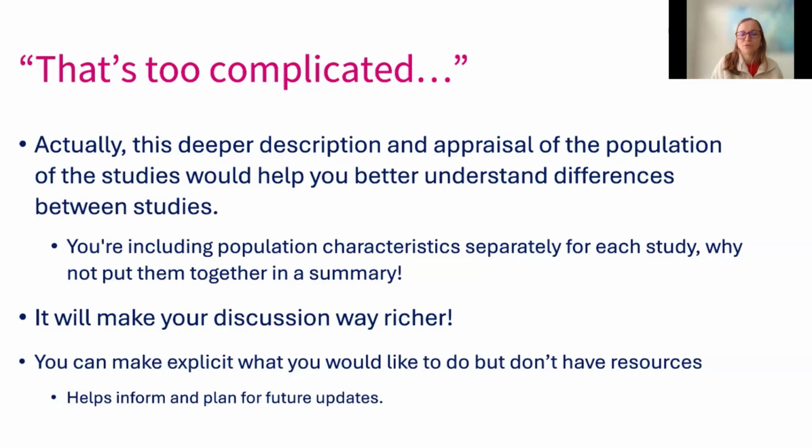It makes your discussion richer because you have a better picture of what's happening instead of just an average of what's happening for anybody in the population. You can comment specifically on who's been included in your studies. And then again, if you can't report on that information or the studies don't have that information, then you just make explicit that these are things that you would have liked to explore, but you weren't able to, and explain that that's something that could be taken up in a future update of the review.